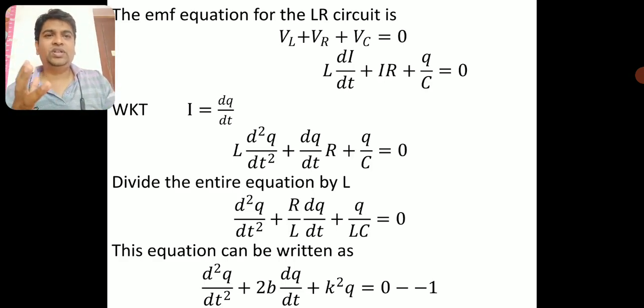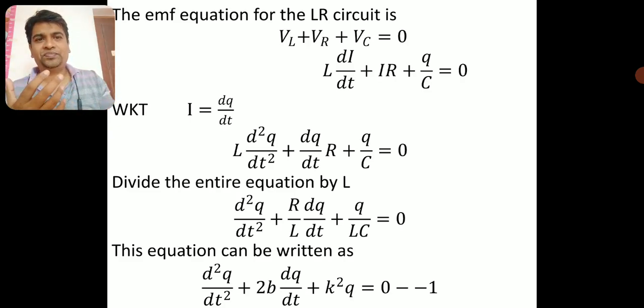Now this equation can be written as d square q by dt square plus, instead of R by L, I am writing some constant 2b, and plus, instead of 1 by LC, I am writing k square. I am writing two constants. One is b, another one is k. So 2b is R by L and k square is 1 by LC.